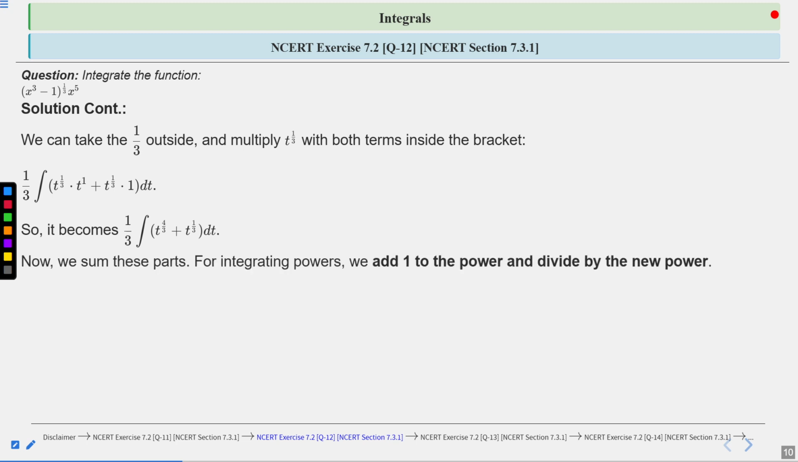Now we integrate these parts using the power rule. We add 1 to the power and divide by the new power. So, it will be equal to 1 by 3 t to the power 4 by 3 plus 1 upon 4 by 3 plus 1, plus t to the power 1 by 3 plus 1 upon 1 by 3 plus 1, plus c.